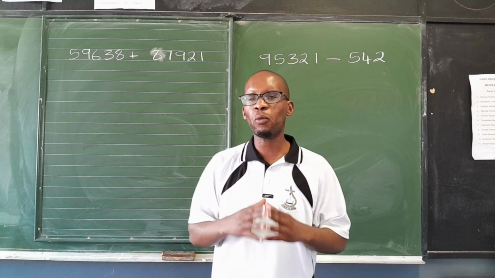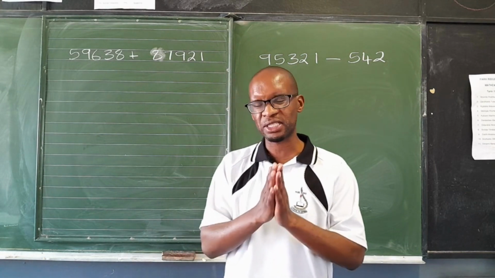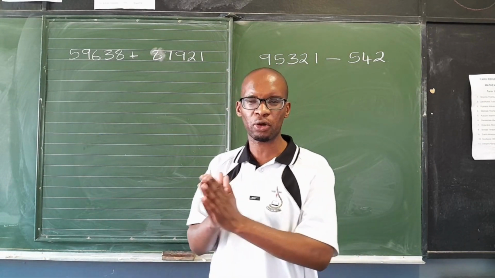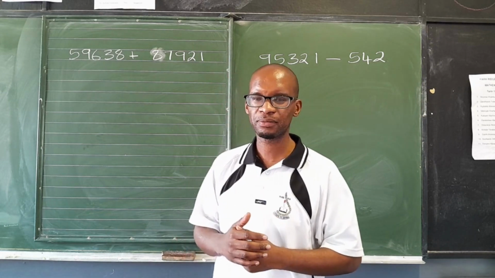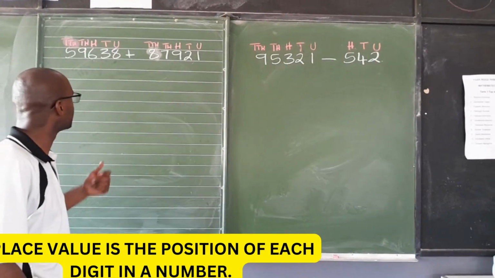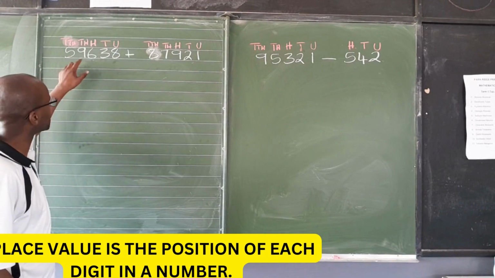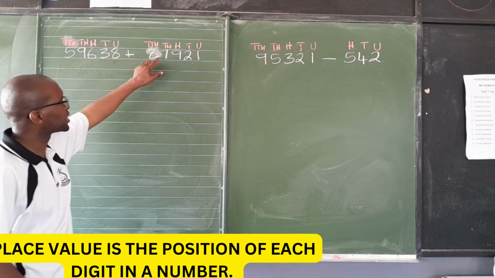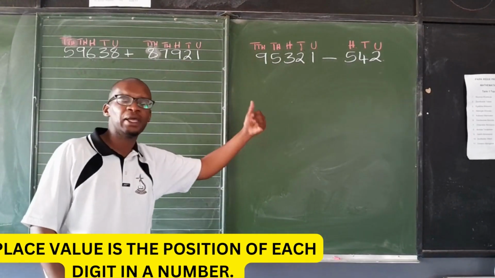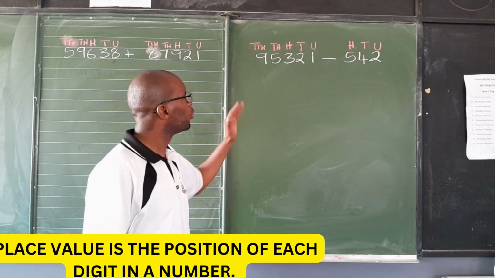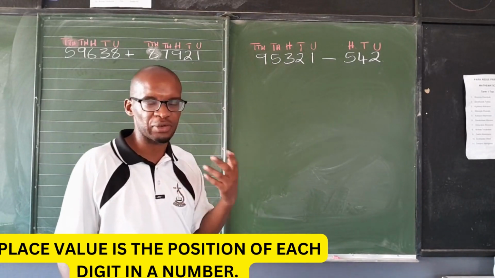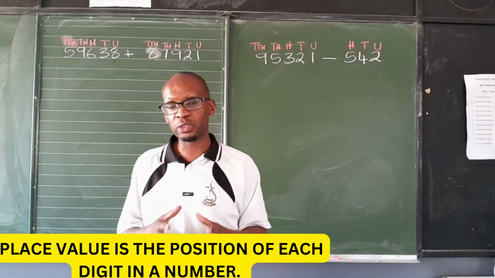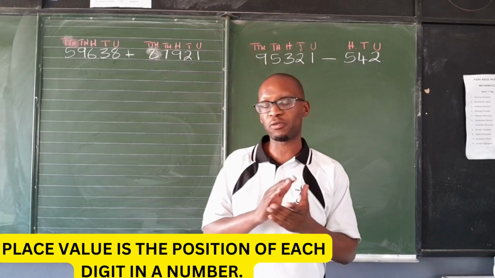In this video, we are looking at addition and subtraction of numbers using the column method. Without wasting time, let's take a look. For our addition sum, we have the number 59,638 plus 87,921. And for our subtraction example, we have 95,321 minus 542. Now, before we go into it, we need to understand the concept of place value.